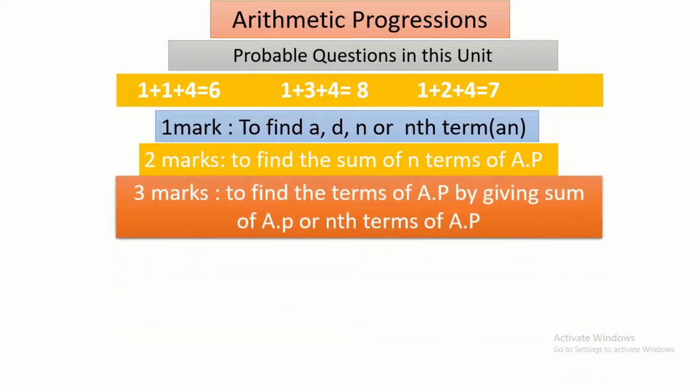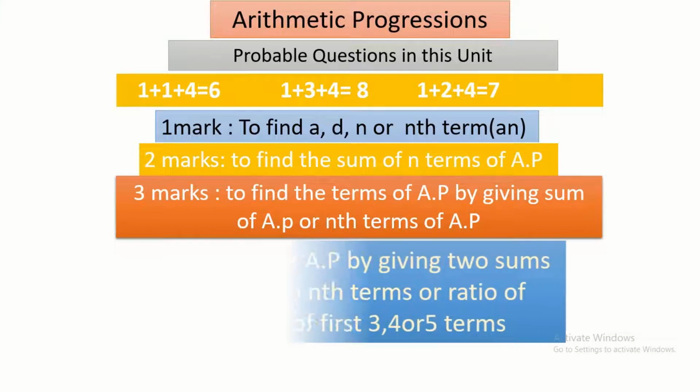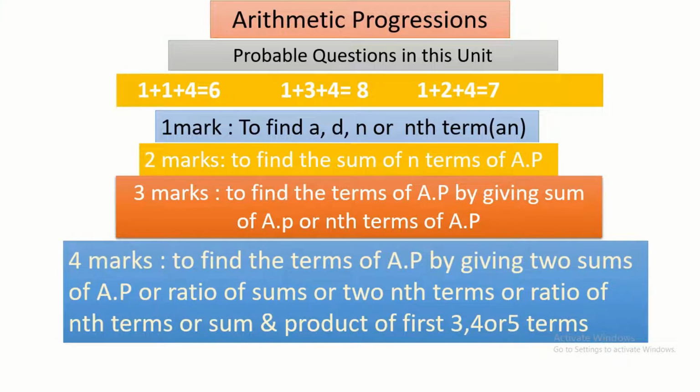And for the 3 marks question, it may be to find the terms of the AP by giving the sum and the nth term of the AP. Application-level problems are also asked for 3 marks. And for 4 marks, to find the terms of the AP by giving 2 sums of the AP. It may be that 2 Sn values are given and you have to find the first 4 terms of the AP. Questions like that may appear.